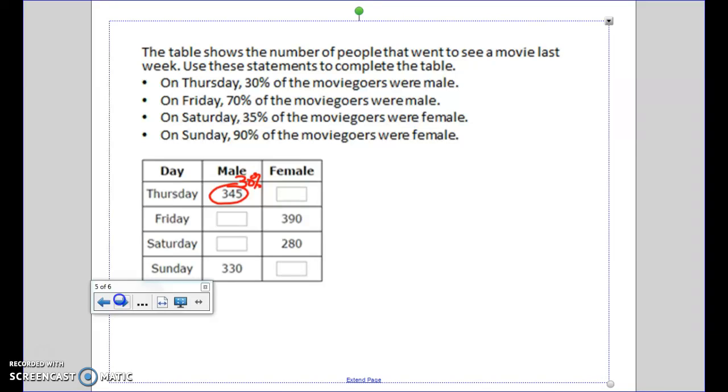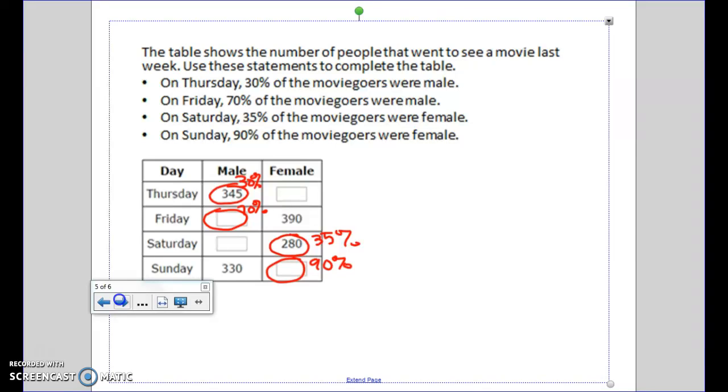On Friday, 70% of the moviegoers were male. This number represents 70%. On Saturday, 35% were female. And on Sunday, 90% were female. The reason I'm associating those percentages with the males and the females is because I know altogether we need to have 100% between the males and the females.